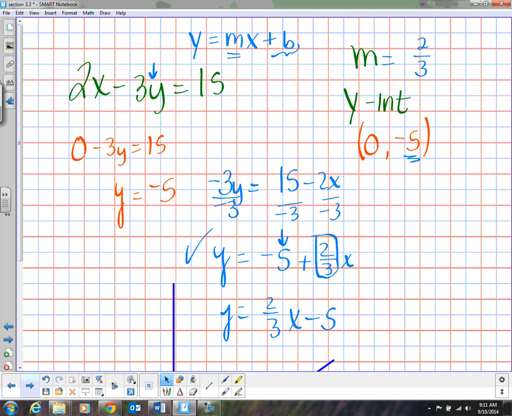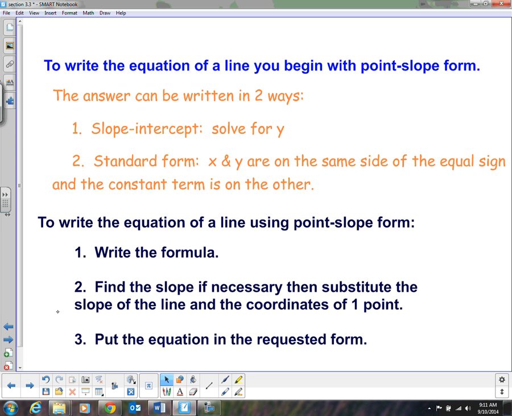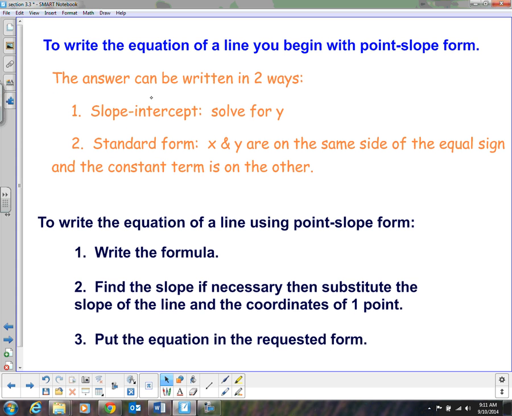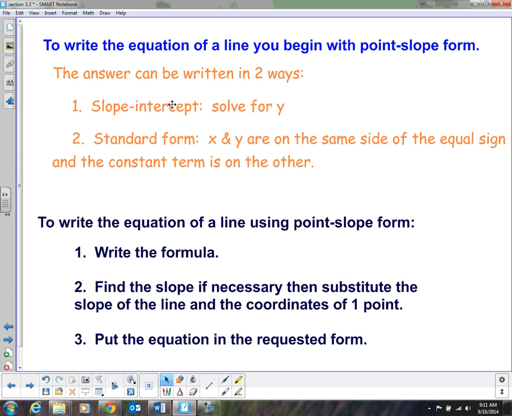Alright, so this is what we're going to do. Now, your answer, we're going to begin with point slope. We're always going to begin with point slope. The answer, however, can be written in one of 2 ways. It can be in slope-intercept form, which means after you've done point slope, you solve for y, or standard form, which means x and y's are on the same side of the equal sign, and the constant term is on the other, and there must be absolutely no fractions.